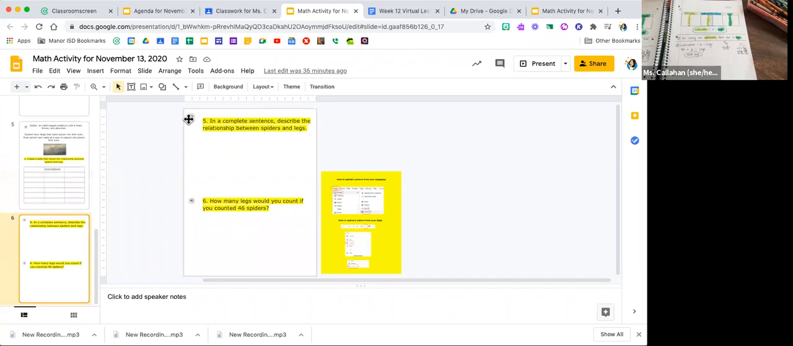Then for number 6, same deal. I put in the audio file of me reading it for you. And you are going to tell me in a complete sentence the relationship between spiders and legs, and then you're going to tell me how many legs you would count if you counted 46 spiders. You guys can do that, but what I really want to quickly go over is that you can't do that on this page. So I want you to use this back page, okay? And this is what we're gonna do. One tiny thing, I want you to put a 4 up at the top and circle it.